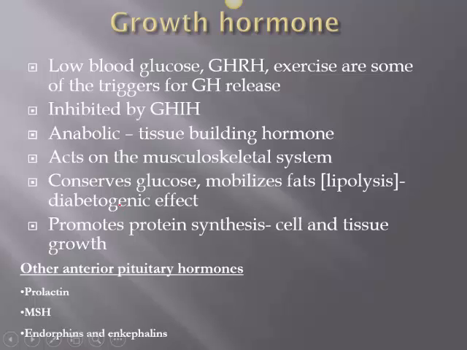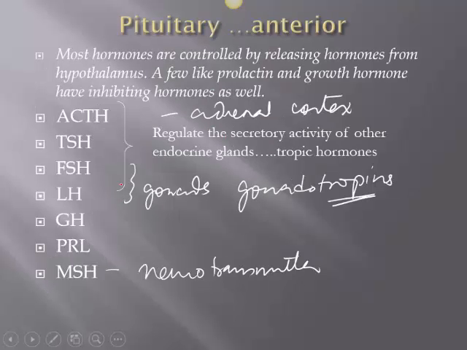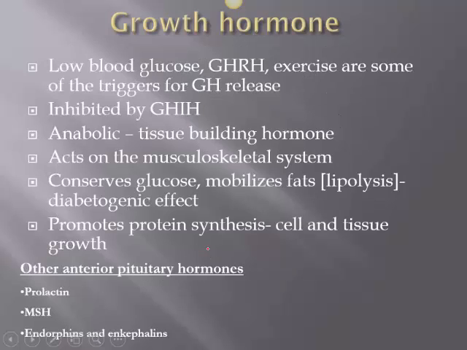So here let's look at the growth hormone, because all of these other hormones, TSH, FSH, LH, FSH and LH we'll do when we do the gonads. TSH acts on the thyroid, so we'll see that with the thyroid. So all it does is act on the thyroid. I'll talk a little bit about prolactin. MSH is a neurotransmitter. So let's look at the important one, growth hormone. Very important hormone.